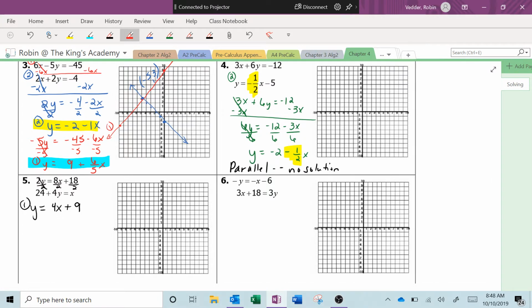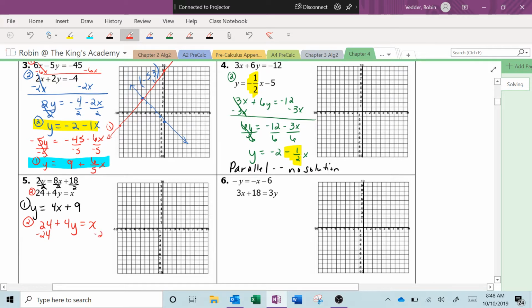Let's go ahead and do the second one. This one's written kind of strange, but let's see if we can make it look like slope-intercept. Usually we have to move the x away from the y, but this time we have to move that 24 away from the y. So we move the 24 to the other side by subtracting it. We get 4y equals x minus 24.